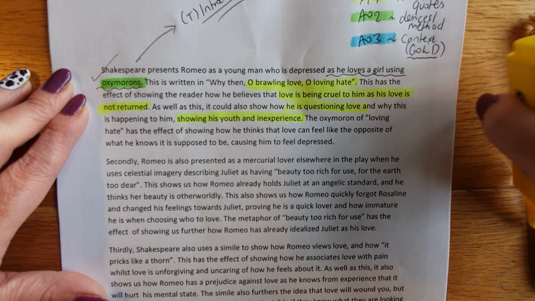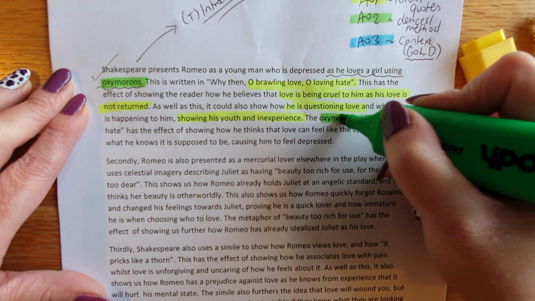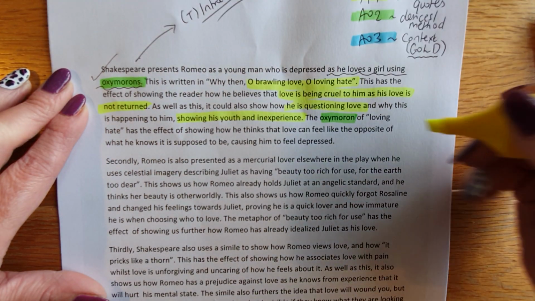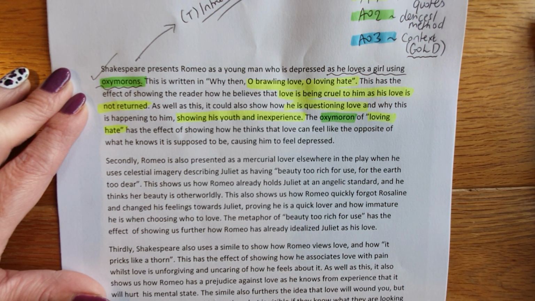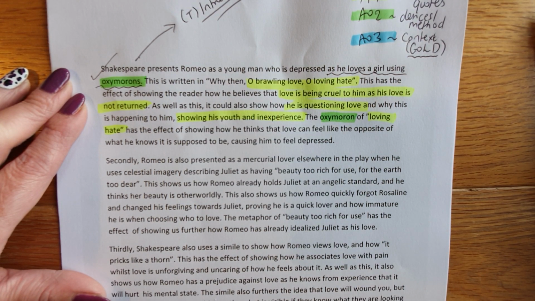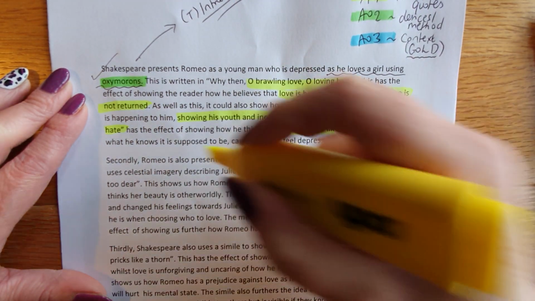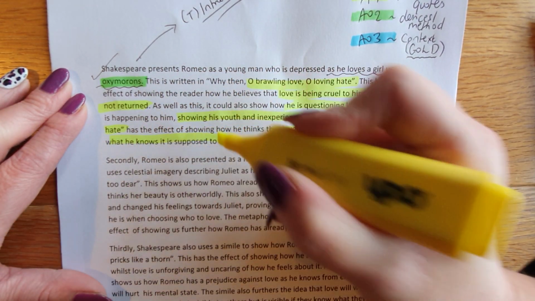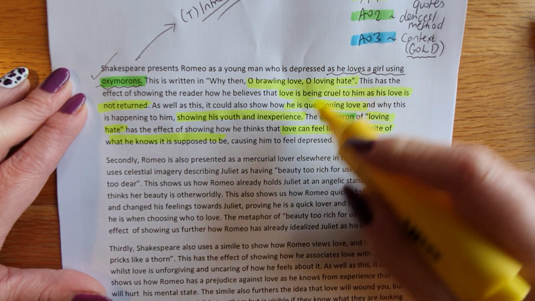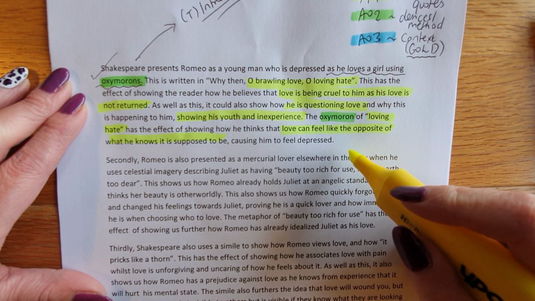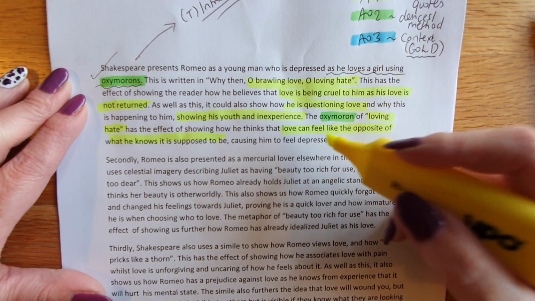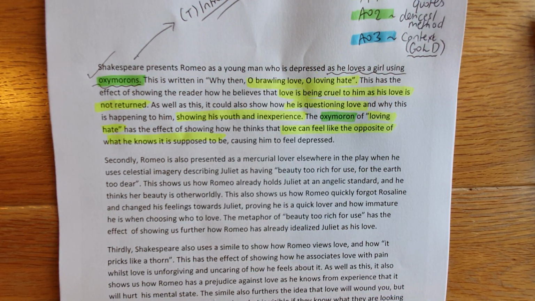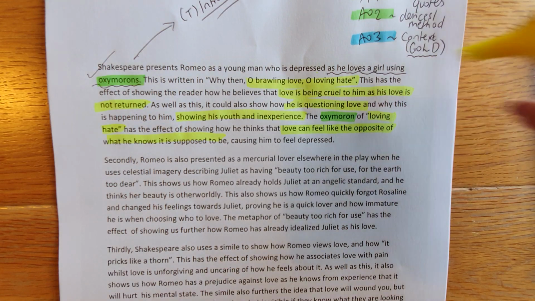The oxymoron of loving hate, so specifically looking then at a shorter section of the text, has the effect of showing how he thinks that love can feel like the opposite of what he knows it's supposed to be, causing him to feel depressed. Okay, so there's some repetition, a little bit about this idea about love being cruel, depression, but generally that's quite a solid paragraph apart from the slight confusion.